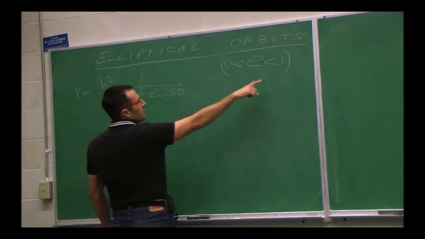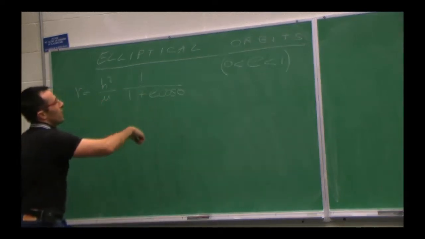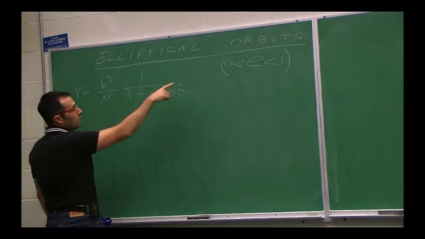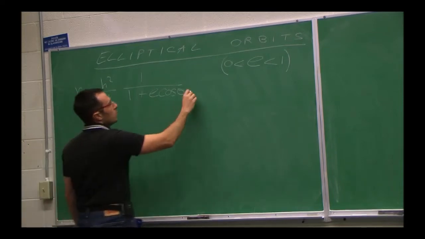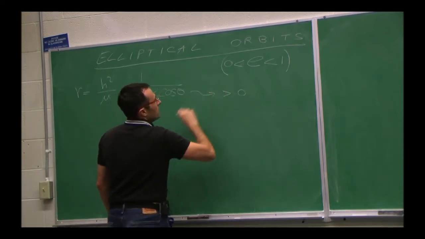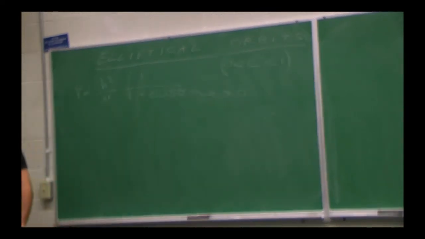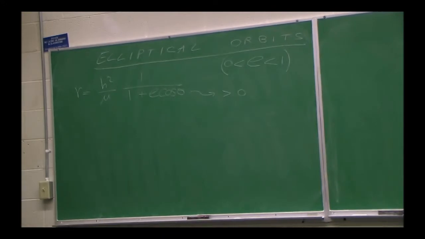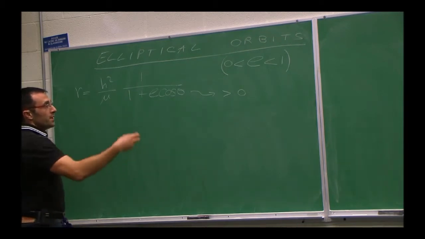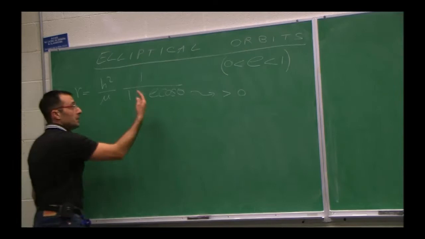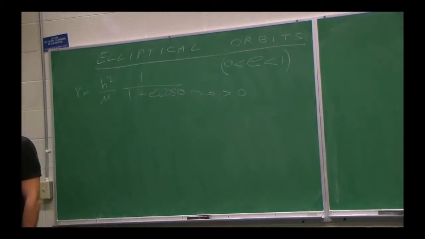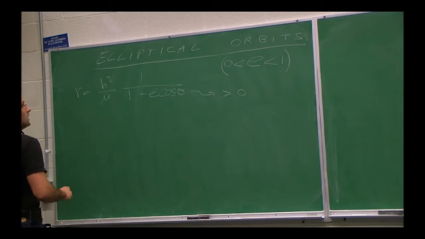e is still less than 1, so for any value of theta and any allowable value of e, this denominator is going to be positive. It's not going to ever be exactly 0. So the values for r that you can get are finite values, as opposed to what will happen when e is 1 or above 1, where the denominator can go to 0 and you can get infinity. That's why you have parabolic and hyperbolic trajectories. But we're not doing those yet.